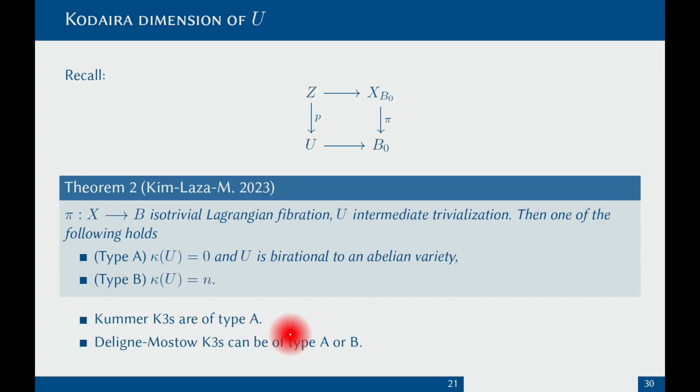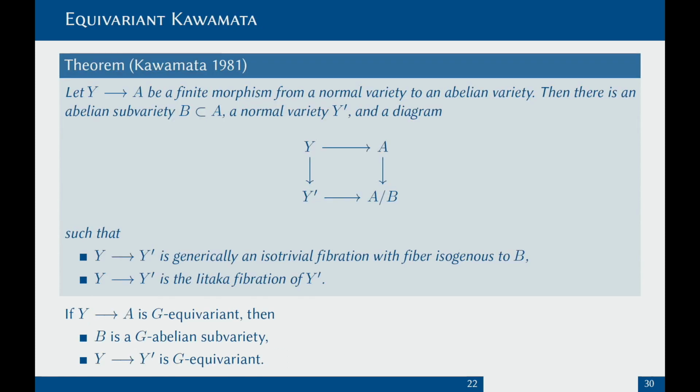In the case of elliptic K3 trees, if you're a Kummer K3 tree, then you're automatically of type A. And if you're a Lehn-Mostow K3 tree, so there are more exotic types of isotrivial elliptic K3 trees, you might be either of type A or of type B. So it's not quite the same thing as the distinction between Kummer and Lehn-Mostow, but it's a similar thing. Okay, so how do we prove this?